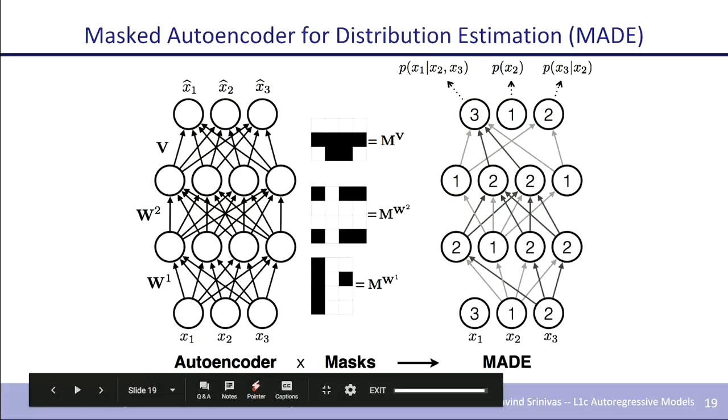So the question is, why is MADE or some of its cousins like RNADE good for anomaly detection? Is that the question? Yeah. So that was one of the use cases in some of the previous slides.